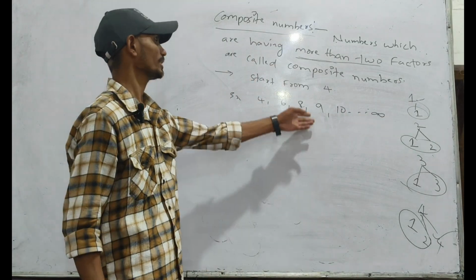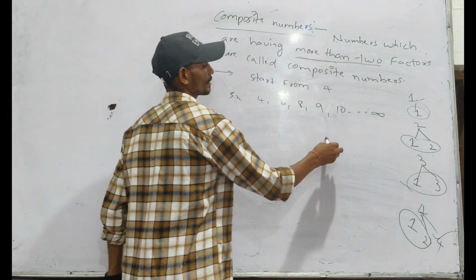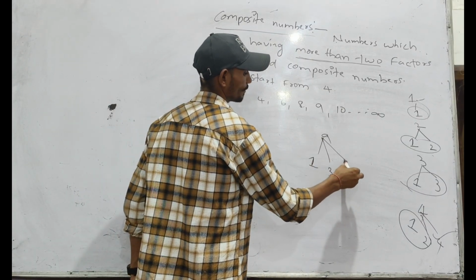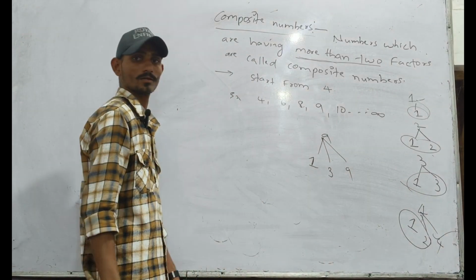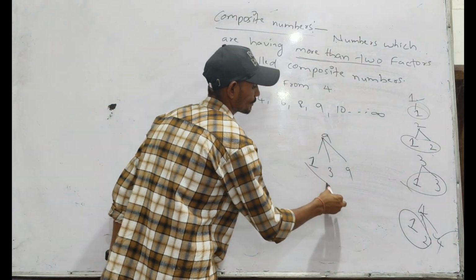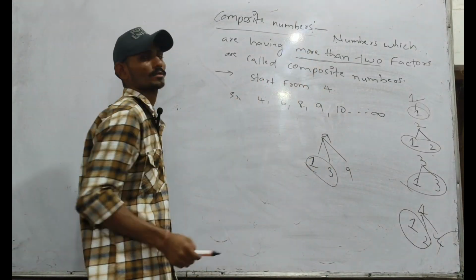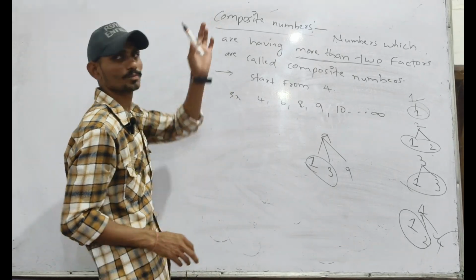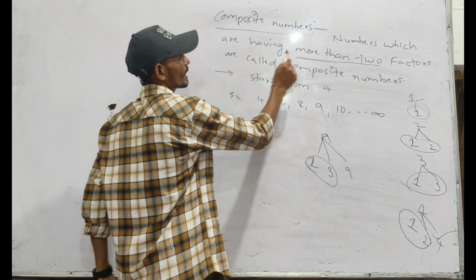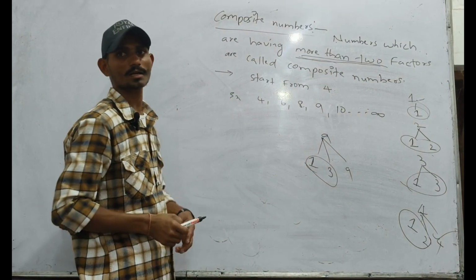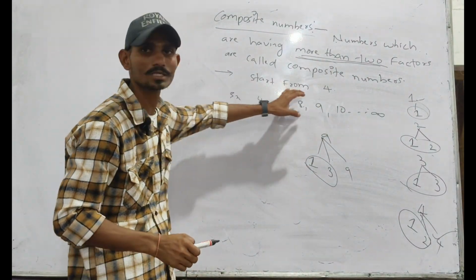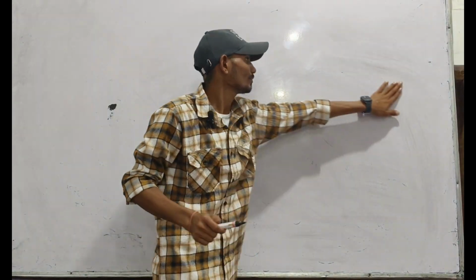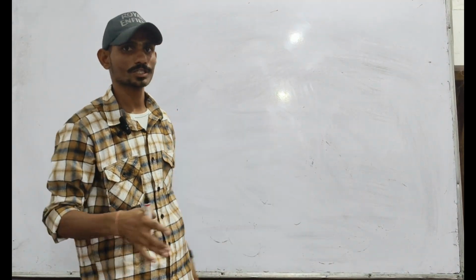Sir, how can you say 9? For 9 you are getting the factors 1, 3 and 9. How many factors? 3 factors, more than 2 factors. Those are called composite numbers. Do you understand what a composite number is? The numbers which have more than two factors are called composite numbers, and composite numbers start from 4.